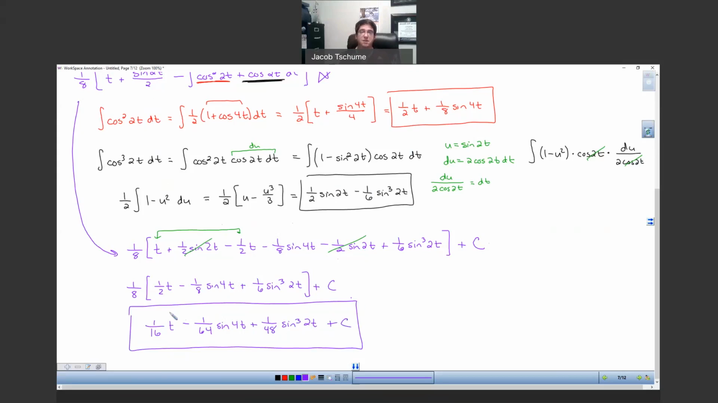But as you can see, when the powers are even, that's the strategy that doesn't work out as nice because there's a lot of identities and there's a lot of substituting in the process. But that's how you will approach it when both powers are even for sine and cosine.